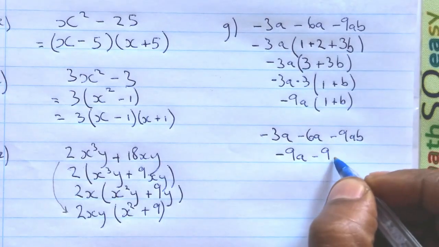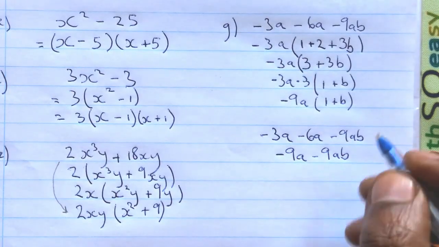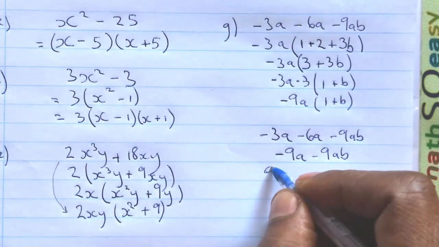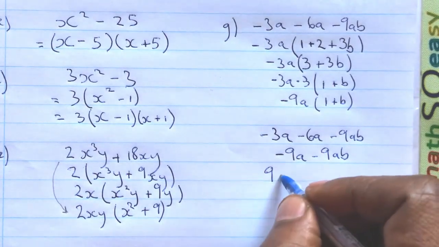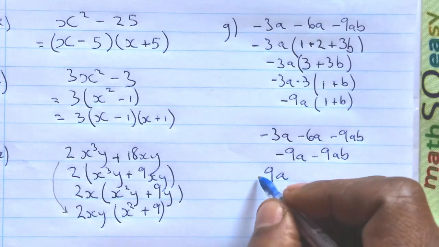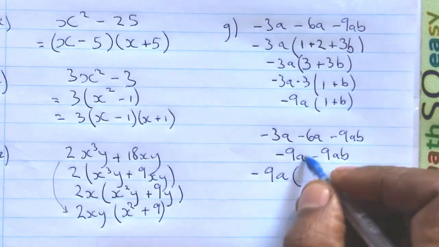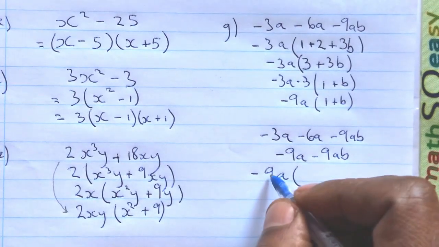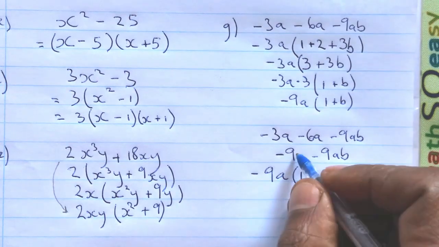Then what would I have seen? I would have seen that I have a 9. And I have an A. And I have a negative. This goes into this one once. This one goes into that one once.